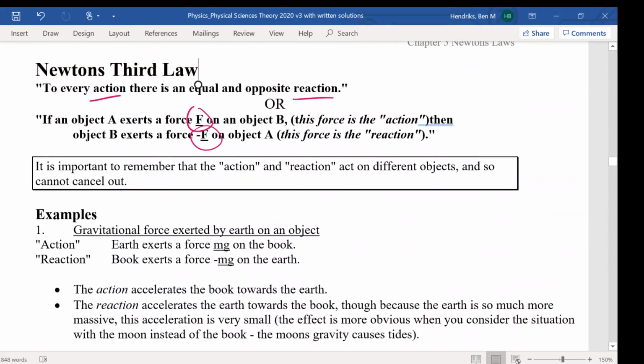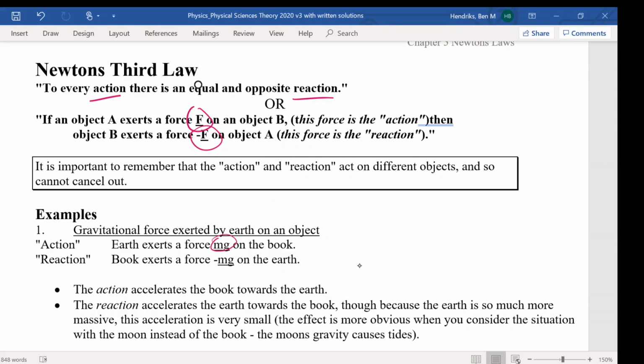We have the gravitational force exerted by Earth on an object. So the action is, for example, a book. Earth exerts a force of mass times gravity, so it's our gravitational force on the book. And the book exerts a force of negative mg on the Earth. So when we drop a book, we can obviously see that the book is accelerated towards the Earth, but what's not so obvious is that the Earth is actually accelerated upwards as well, towards the book.